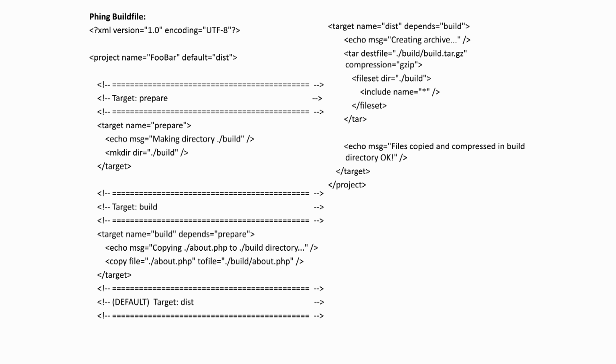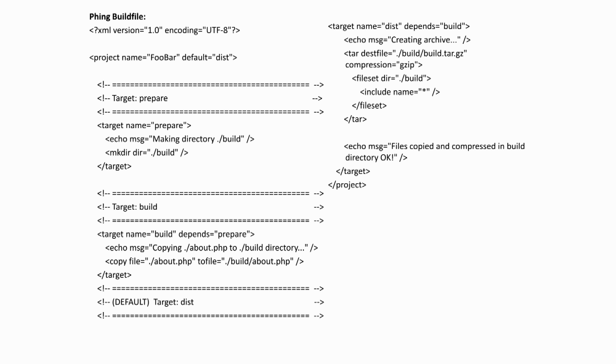But you can kind of see here we're going through, and we're preparing a file. So we're going to create a directory called build. Then we're going to copy some files into it. And that's going to be our backup. We're going to tar it up. And then we're going to just display a message saying that everything's been done. So file copied and compressed in build directory. So you can kind of see, pretty easy to read, pretty straightforward.